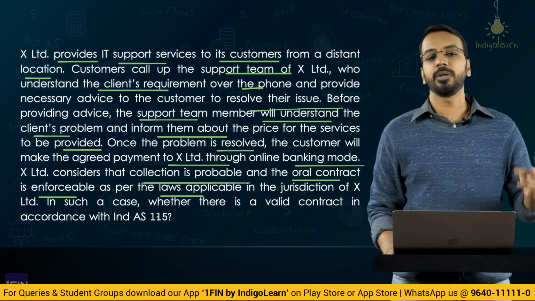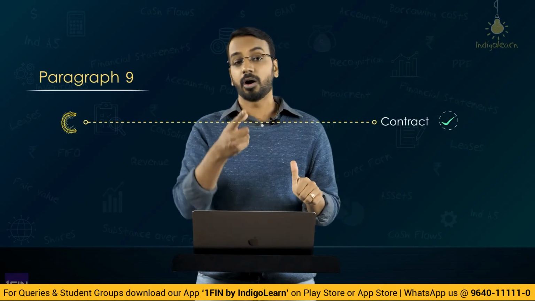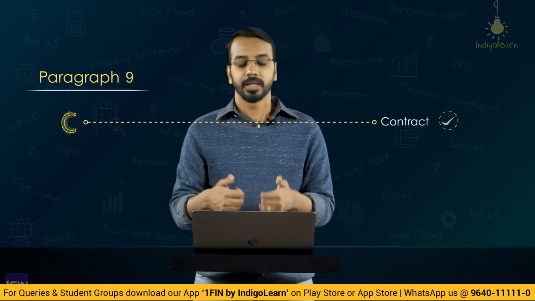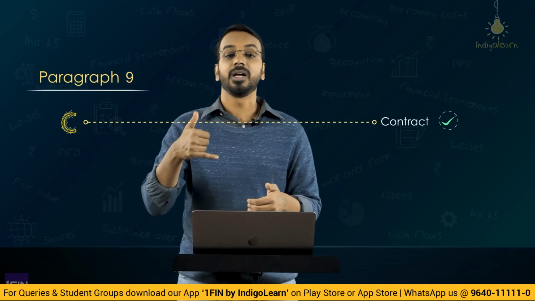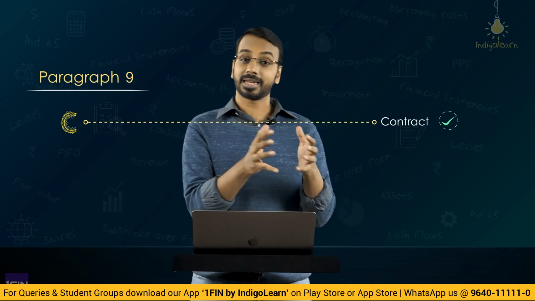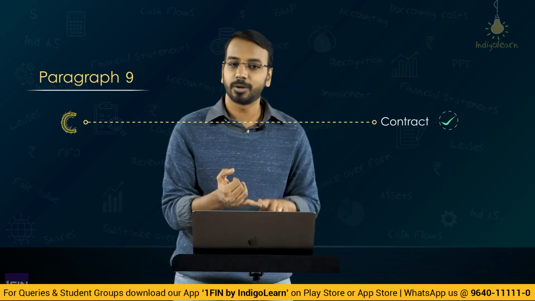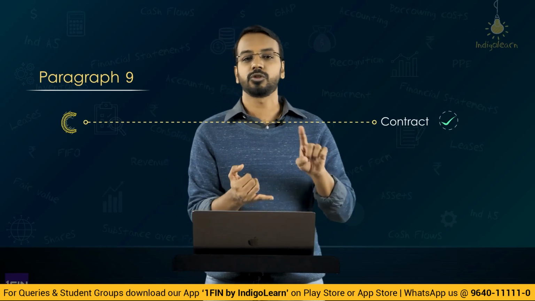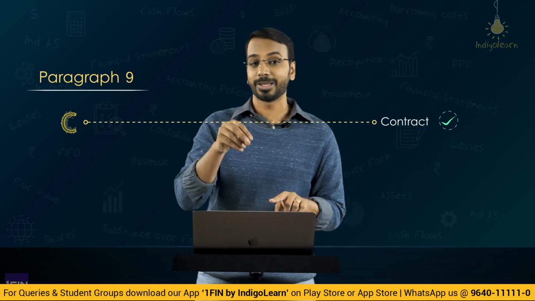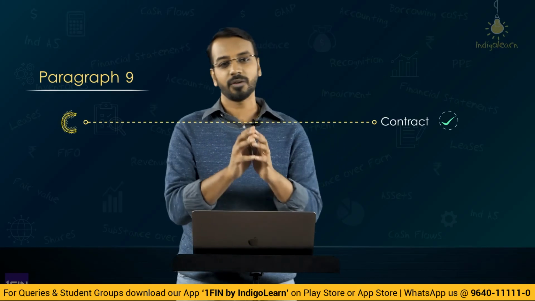Now, for a contract to be a valid contract under Ind AS 115, we have to check the 5 criteria. What are the 5 criteria? Contract must be approved. Now, approval can be oral approval as well. Now, here, because the support team agrees with the customer about the contract, they will understand the customer's problem. They also agree upon the price. So, there is an approved contract. Okay, the oral approval can also be considered to be an approved contract, and the question itself says that such contracts are enforceable in the jurisdiction of X Limited.